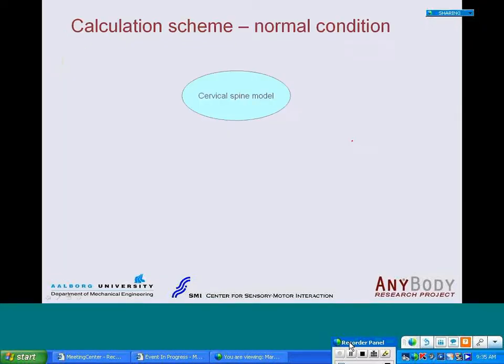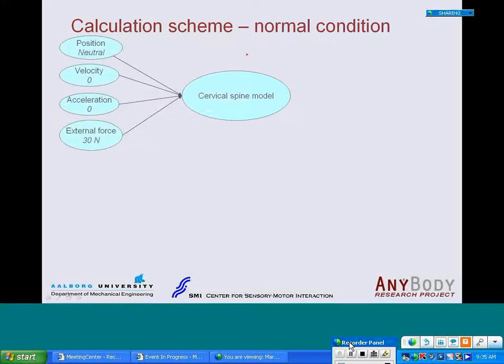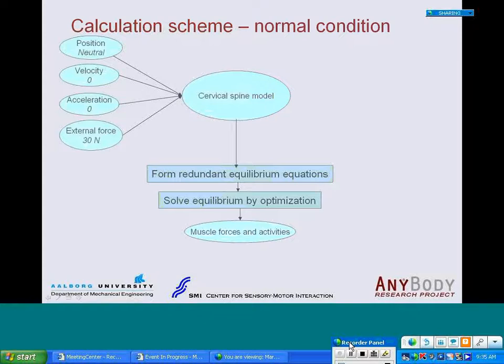So now we'll go through the calculation scheme, how we try to mimic the pain. In a normal condition, first the normal condition. So we have our model, the cervical spine model, which I have presented. Then there is the input in the model, which is the movement. In this case, there is no movement. We keep the model in neutral position. There's no velocity, there's no acceleration, and we have the external force of 30 Newton. From this, the redundant equilibrium equations are formed, and then we solve the equilibrium by optimization. And as output, we have the muscle forces and the activities which are necessary to balance this external force of 30 Newton.